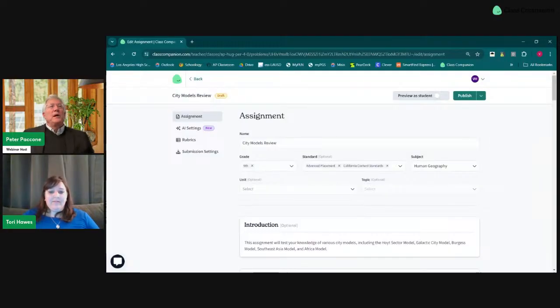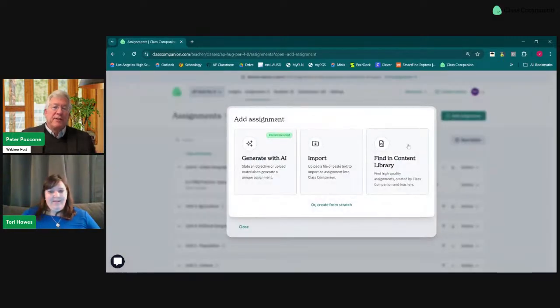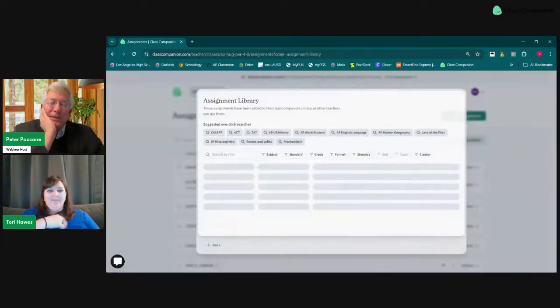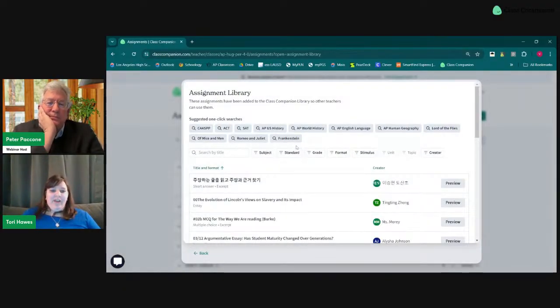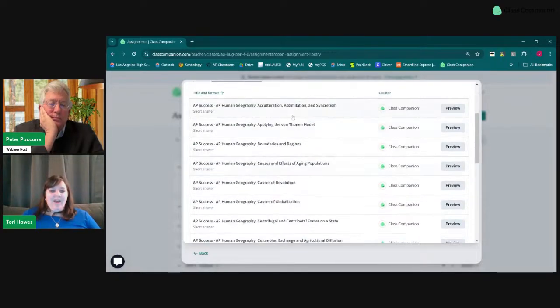Tori, the content library, do you ever assign from the content library? That's the one. Yeah, I definitely do. Sometimes I'll go in there to try and find assignments first, and then I'll make adjustments.